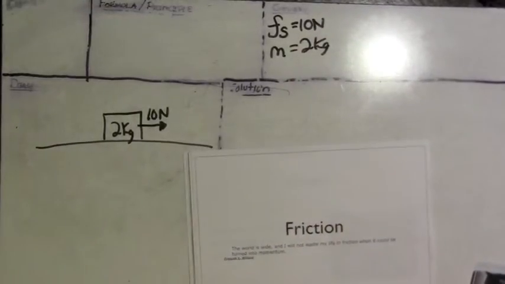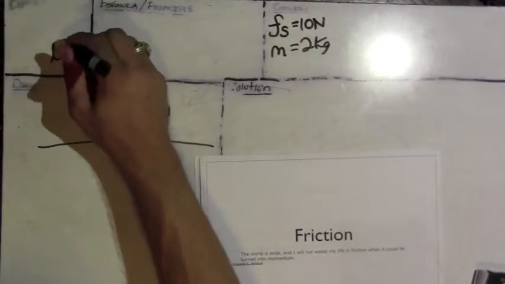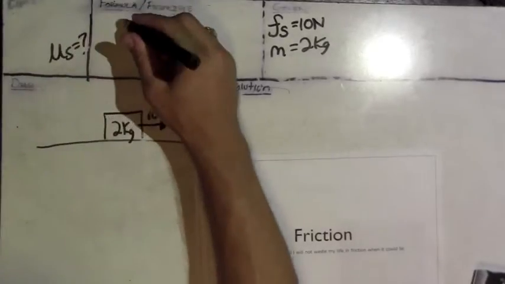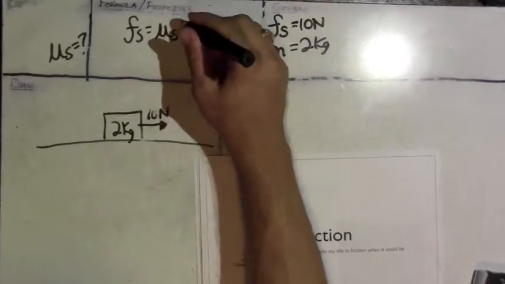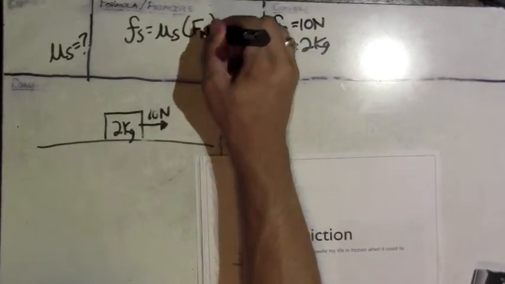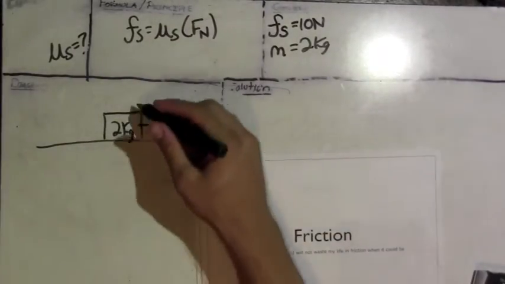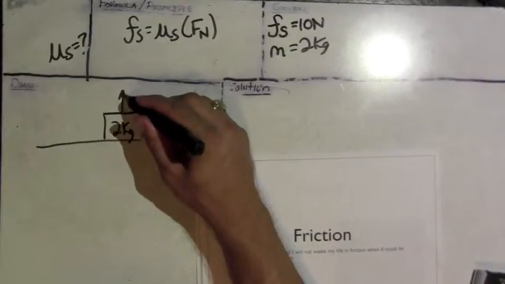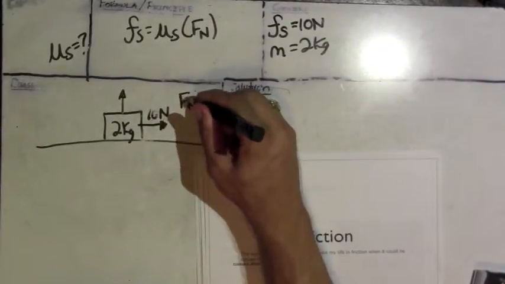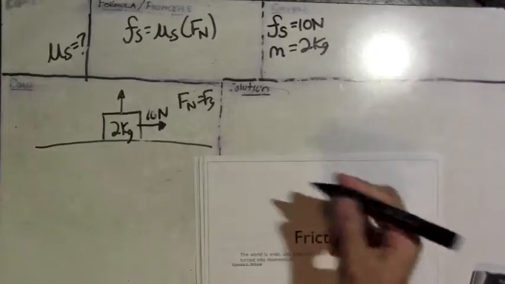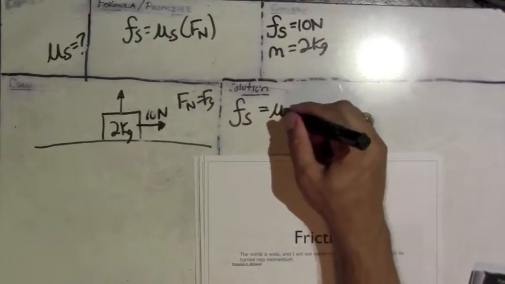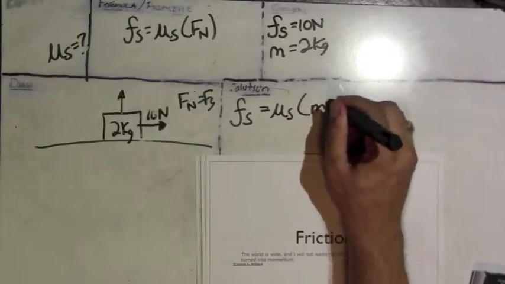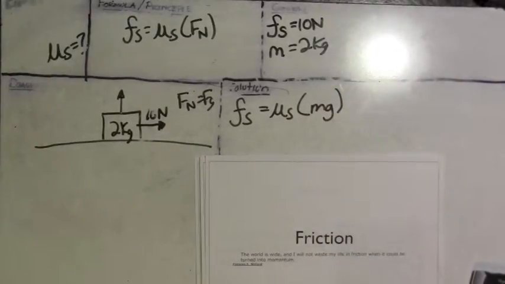Okay, so now I'm trying to solve for the coefficient of static friction, where the frictional force is equal to the coefficient of friction times the normal force. Remember, once again, since this is a flat surface, you can say that Fn equals Fg, which simplifies to the static friction being equal to the coefficient of friction times mass times gravity.